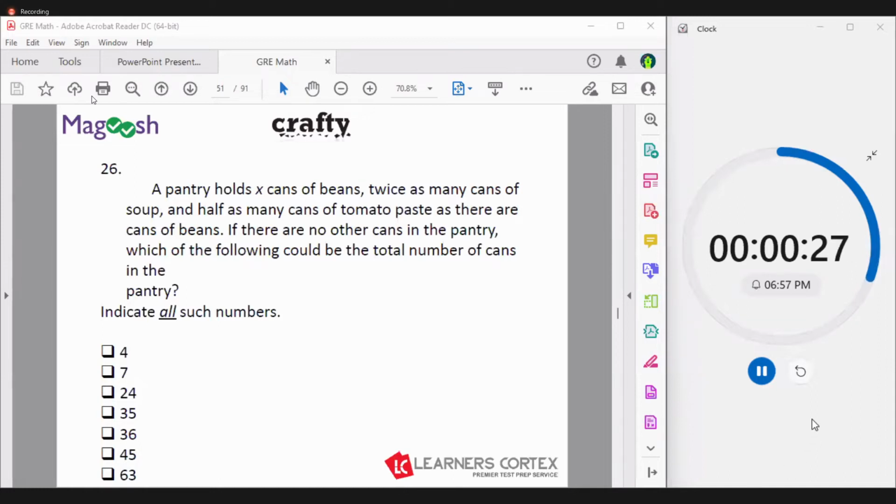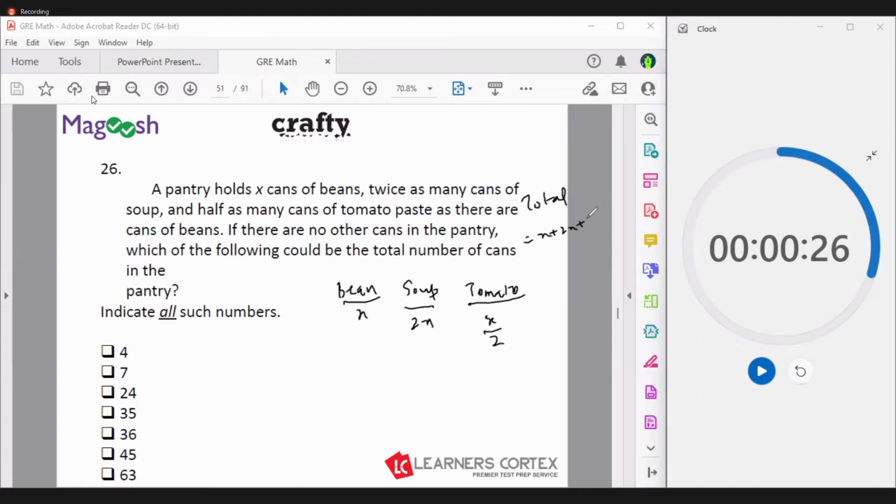Yes, sir. It's given that a pantry holds X cans of beans, and twice as many cans of soup, so it will be 2X, and half as many cans of tomato paste, so it's 1/2 X. So the total number of cans will be X plus 2X plus X by 2. Sorry, sir, the ratio comes to 2:4:1.